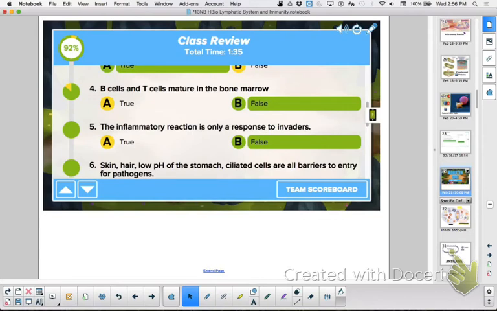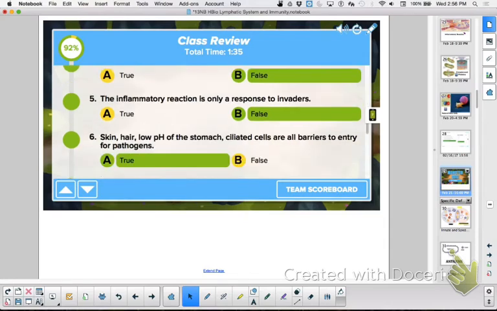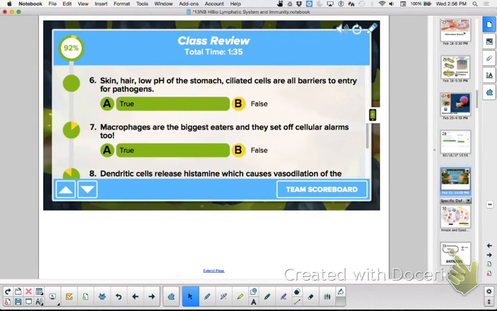Okay, 5, the inflammatory reaction is D, we got that one. Anybody need me to go over 5 and 6? Were you lucky, not good? All right, 5 and 6, we got 100. 7, we missed. Macrophages are the biggest eaters, and they do set off cellular alarms. Neutrophils are first, but macrophages are bigger, and they last longer. And dead white blood cells who have fought the good fight, what do we call them? Pus. And a sign of infection.